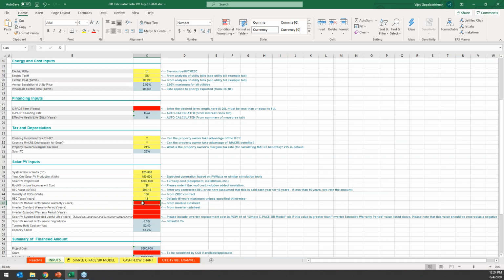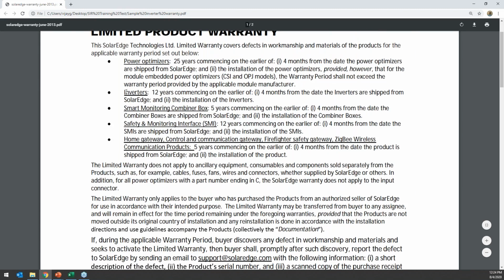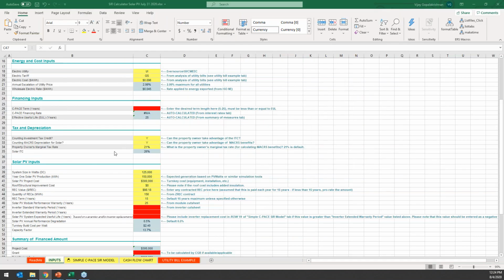Solar PV module performance warranty is 25 years. And then inverter standard warranty period. Now this, as you know, depends again on manufacturer and which inverter it is, but an example of where you can find that is in the limited product warranty document. So, just zooming in a little, under inverters, you see there's a 12-year warranty on the inverters. So that's what we'll enter right here as the standard warranty period for the inverter.